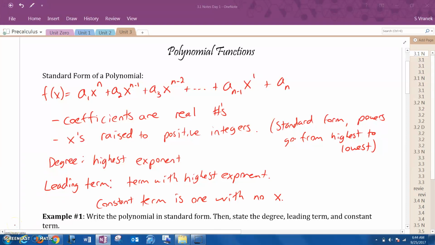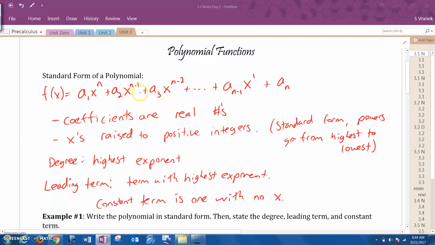Alright class, today we're starting 3.1 and it is polynomial functions. There's a little bit of stuff I need you to write down here. I'll go through it and then if you need more time you can just pause the screen. Standard form of a polynomial, you guys have been working with polynomials, quadratics, linear lines, all those are forms of polynomials. Just means many different terms strung together.